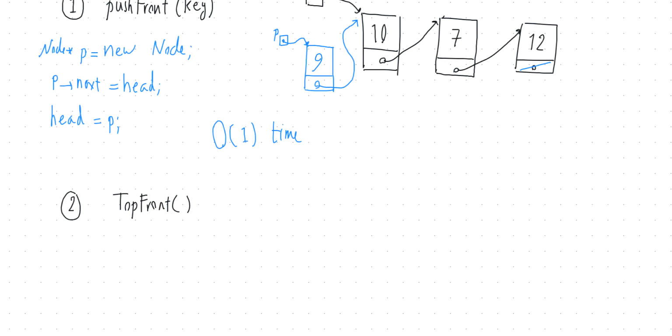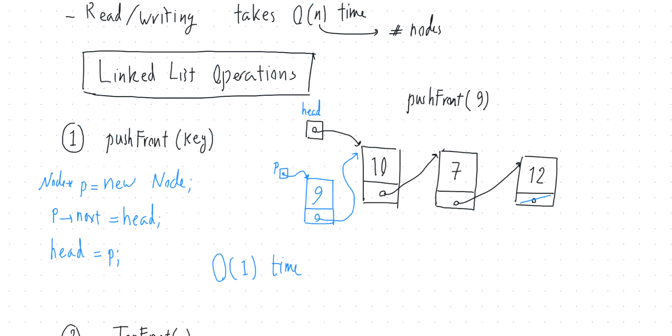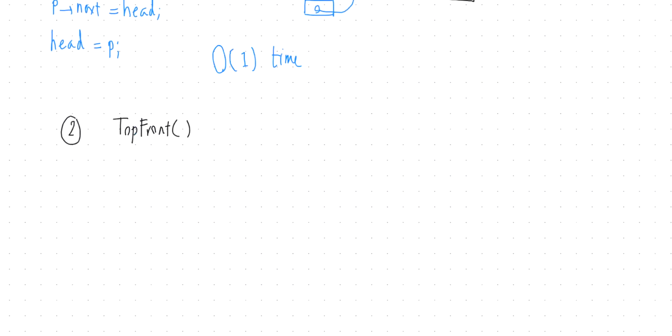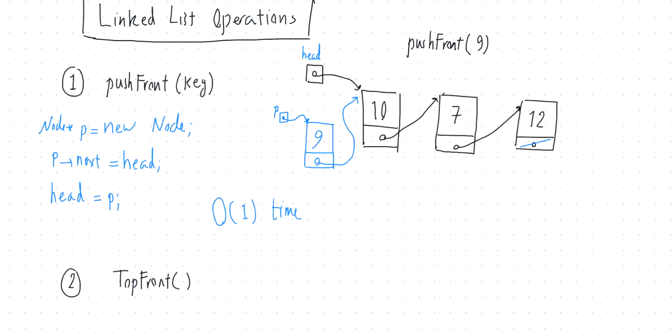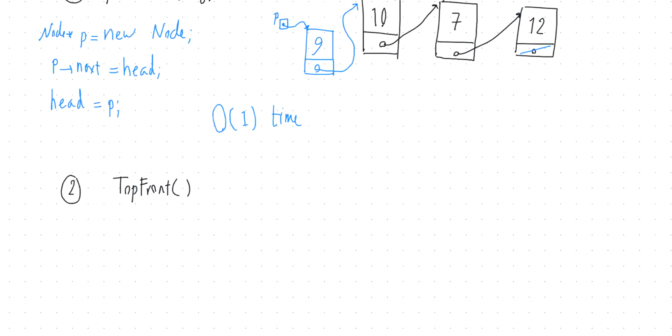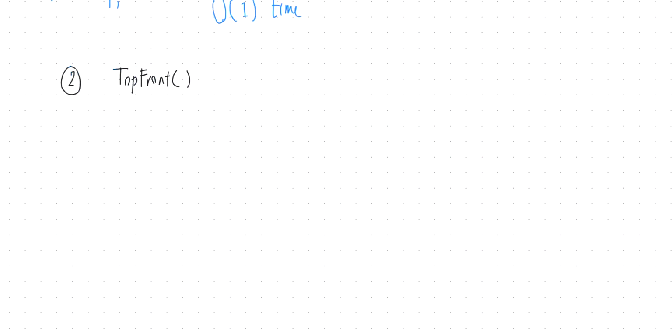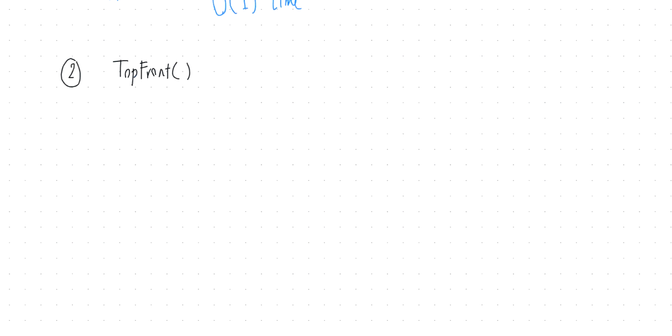So if I call top on this 9, 10, 7, and 12, it returns 9 without changing anything about the data structure itself. But if I call pop, it removes this node entirely. So it's kind of like the opposite of push front, and it doesn't return anything. It's a void function, okay? That's usually the case, but sometimes pop, after removing, returns 9 or returns the entire node. Okay, so top front. Now, how do we do that?